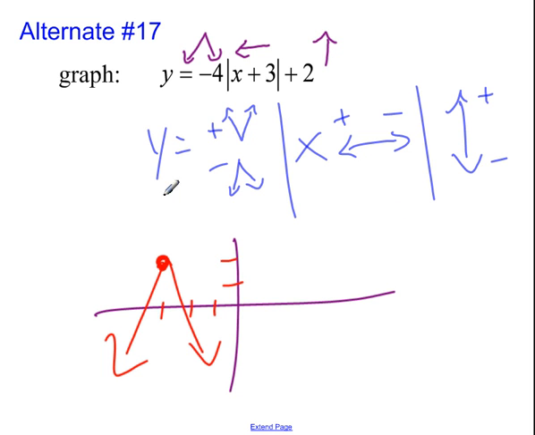So this is kind of your key. That looks really crazy, but I swear it makes sense. And that's all you're going to need to do on 17 on your actual semester exam.